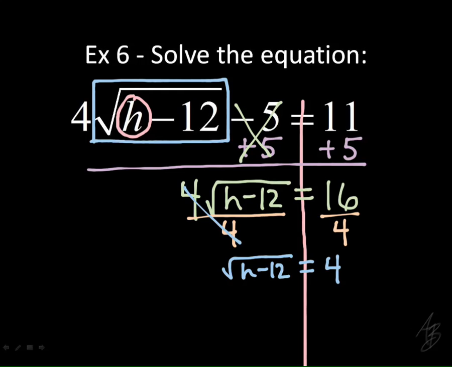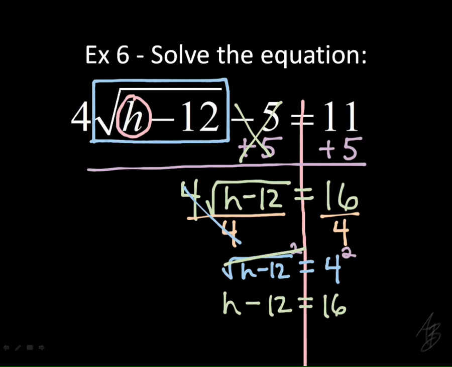Square it. Okay, so now we have to get rid of the square root. And to get rid of the square root, we square it. And if we square the left side, we also have to square the right side. And the square root and the square cancel, and what's left over there? And on the right side, we have 4 squared, which is 4 times 4, 16.